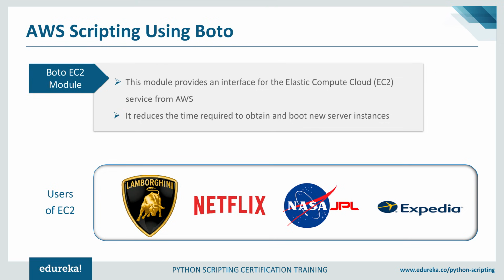But first, let's understand what exactly they are. EC2 basically stands for Elastic Compute Cloud, which is a web service that provides resizable compute capacity in the cloud. It is designed to make web-scale computing easier for developers. It allows users to rent virtual computers on which to run their own computer applications. There are many big companies that use EC2, like Lamborghini, Netflix, NASA, and many more.